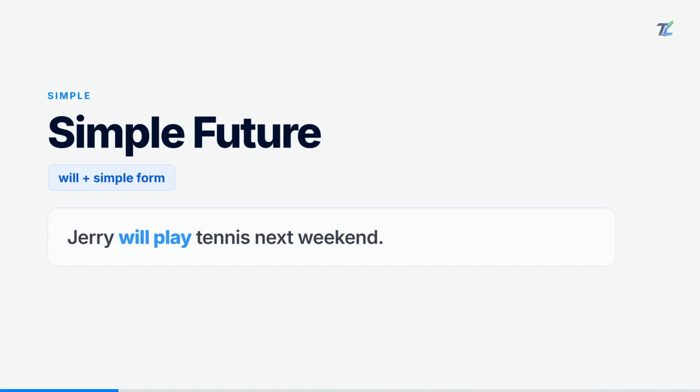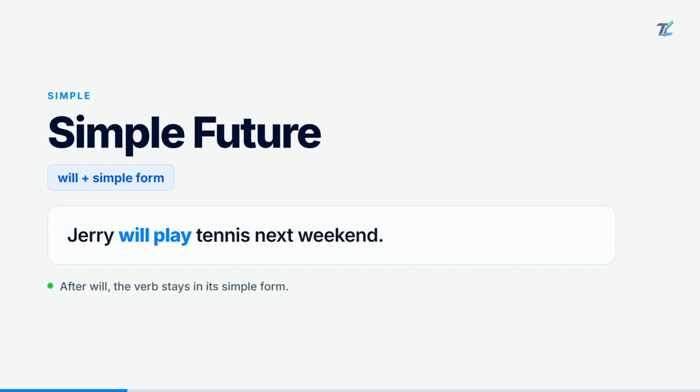To show simple future, we use the word will plus the simple form of the verb. So will play is used to show future tense.